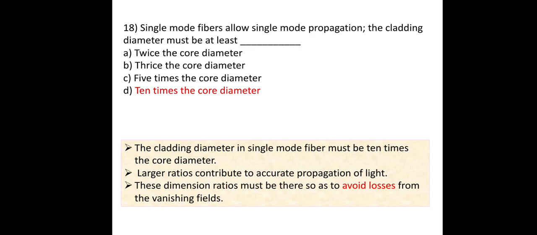The cladding diameter in a single mode fiber must be 10 times the core diameter. A large ratio contributes to accurate propagation of light. This dimension ratio must be there so as to avoid losses from the vanishing fields. The correct option is D.